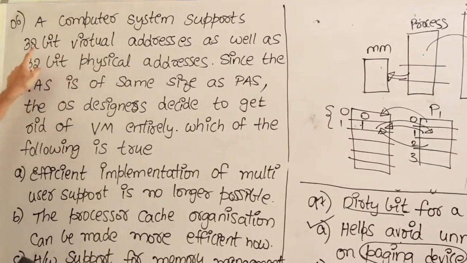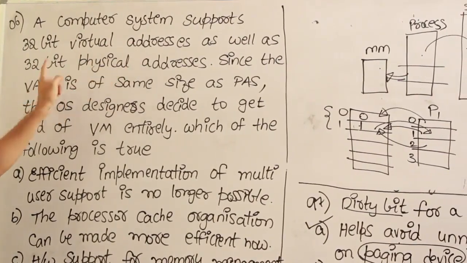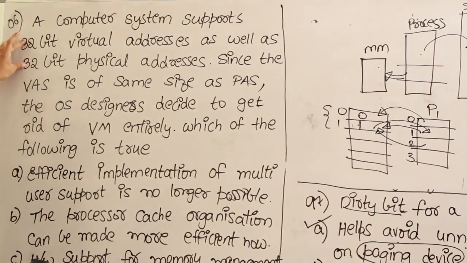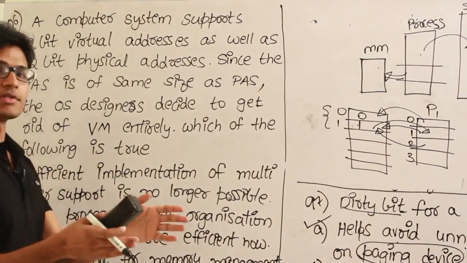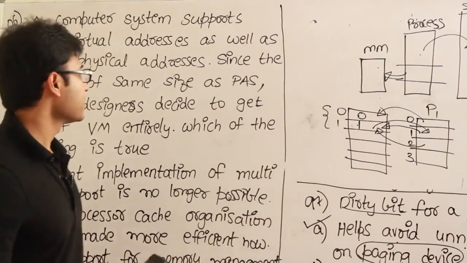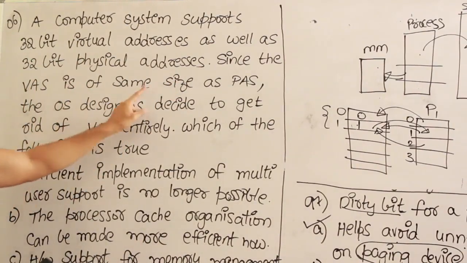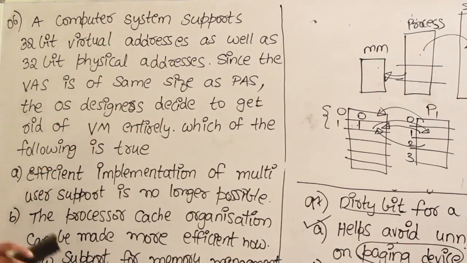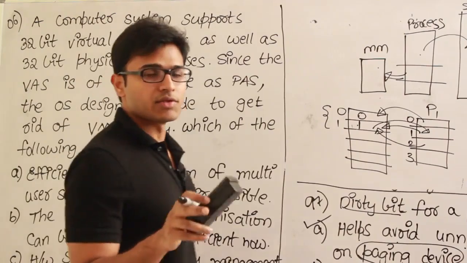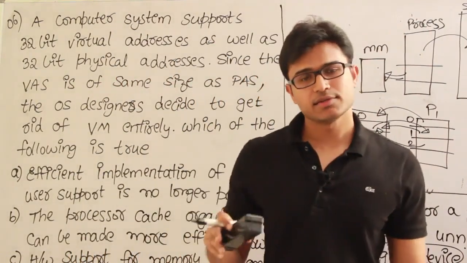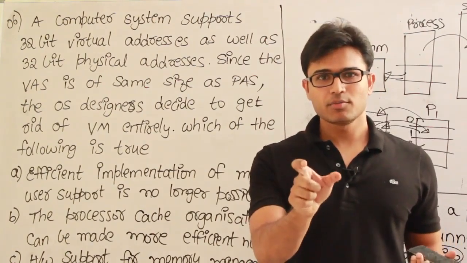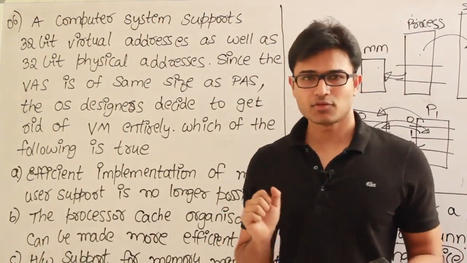A computer system supports 32-bit virtual addresses as well as 32-bit physical addresses. Now the virtual address space and physical address space are both the same, which means the size of the process and the size of the main memory are both the same. Since the virtual address space is the same size as the physical address space, the OS designers decided to get rid of virtual memory entirely. So what does that mean? It means they decided we don't want to load a part of the process into main memory and run it. That is what they decided.